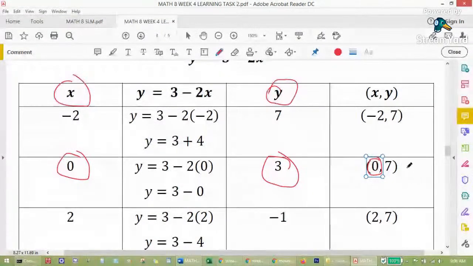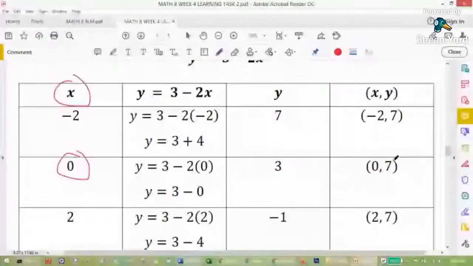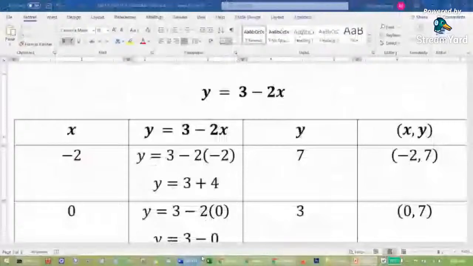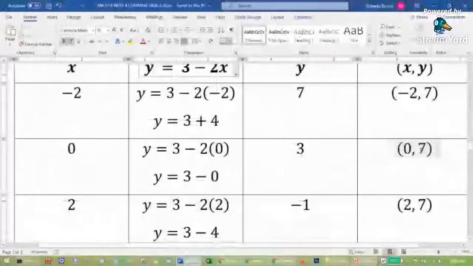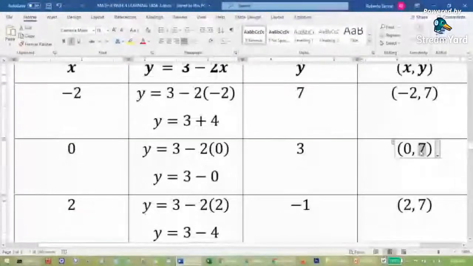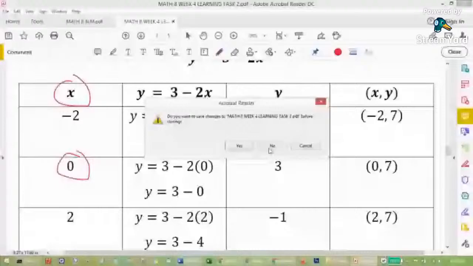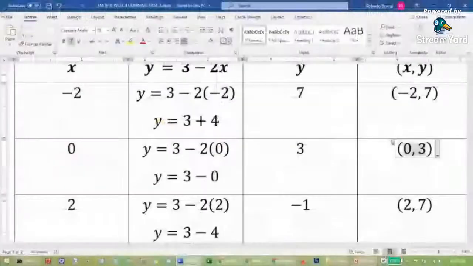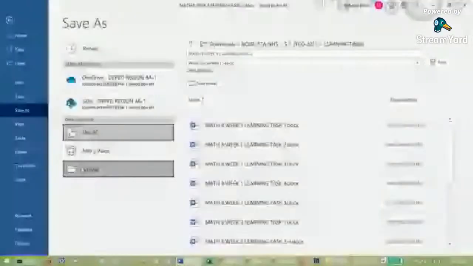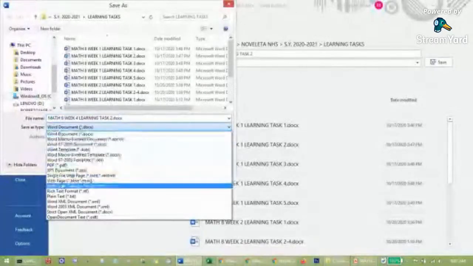So, may mali na naman. Hindi ito 7, no? This is not 7. Ito ay dapat na 3. Okay, so may correction tayo. Kukorek ko lang, no? This must be 3. Okay?